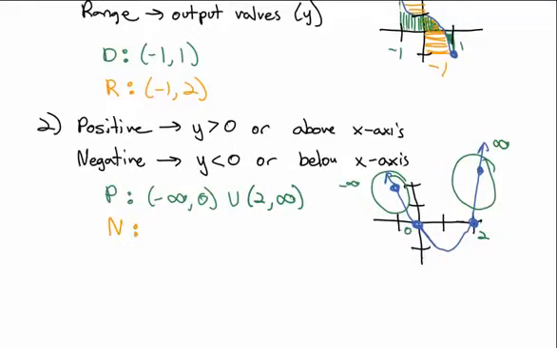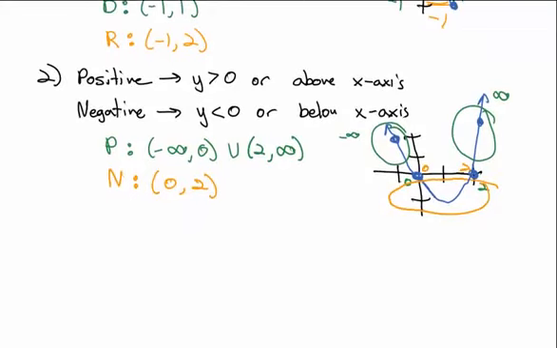Negative then is when the graph is below the x-axis, so this middle stuff. We always describe things by the x-axis. The x-coordinates are its location. So in terms of x, we're below the x-axis between the x values of 0 and 2. So we're negative from 0 to 2. That's the second. So first we had domain and range. Next we had positive and negative.